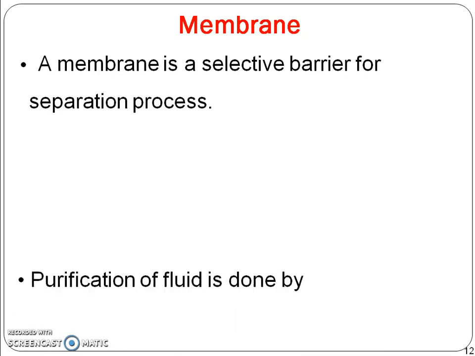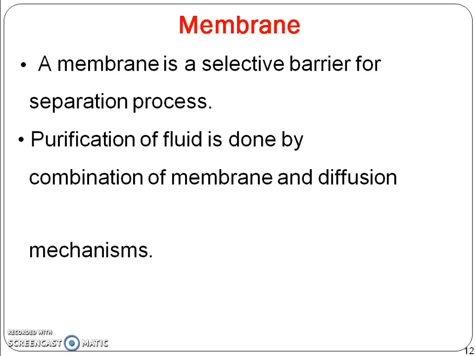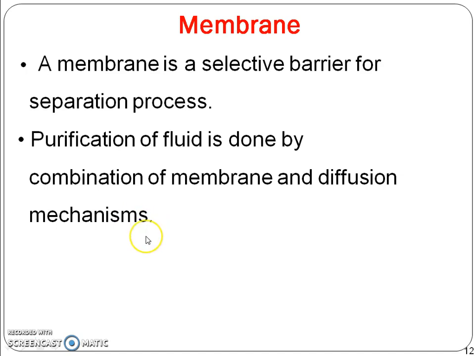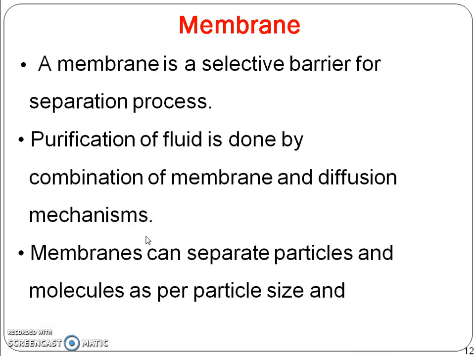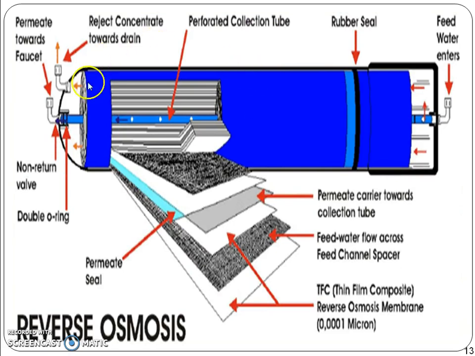Membrane is a selective barrier for any separation process. Purification of liquid is done by a combination of membrane and diffusion mechanism. Membrane can separate particles and molecules as per particle size and molecular weight. So membrane is a very important barrier for any separation process and also for reverse osmosis. Such type of membrane is used in the reverse osmosis process.